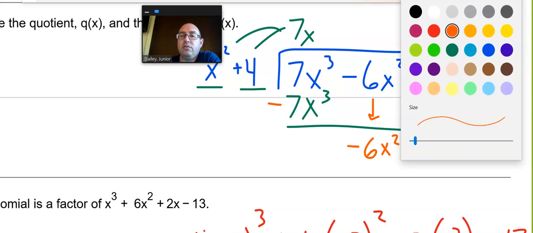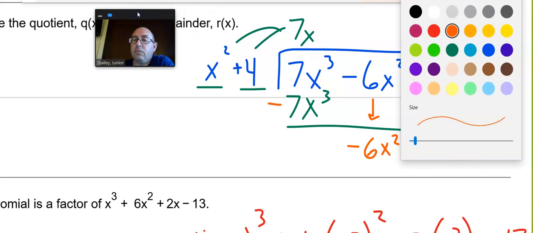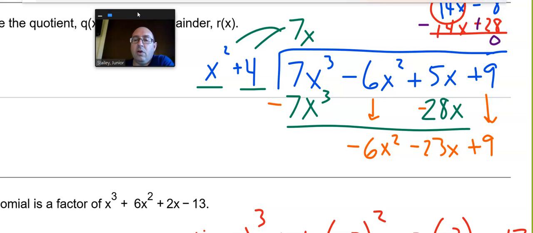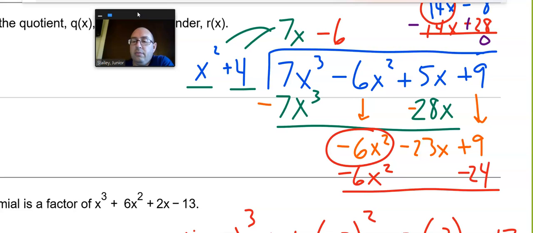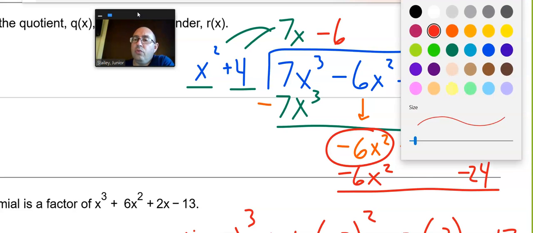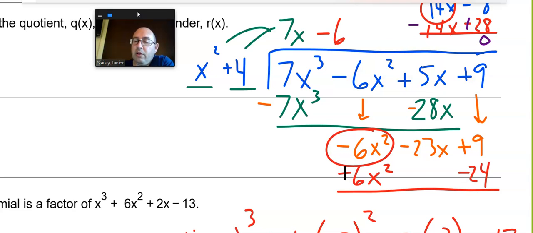Okay, so now we're going to see what else we have going on here. We'll use red this time. What would you multiply x squared by to get -6x squared? The answer would be -6x. And then we'd, oops, this -6, not -6x, because that would be an x cubed. Alright, so then we get -6x squared and -24, which goes down here to the end. And of course we multiply by -1 in that bottom row, and then we add, and we end up with -23x and a +33.